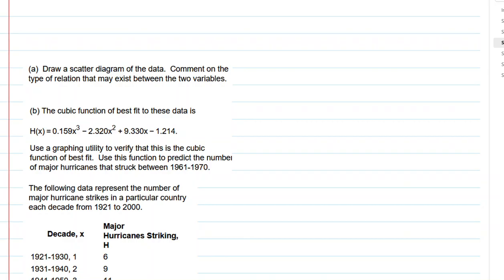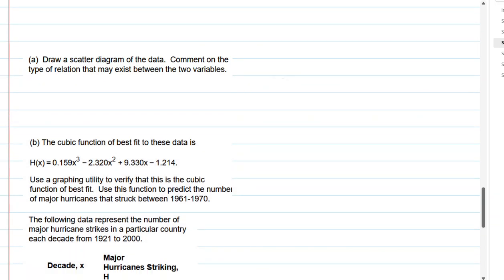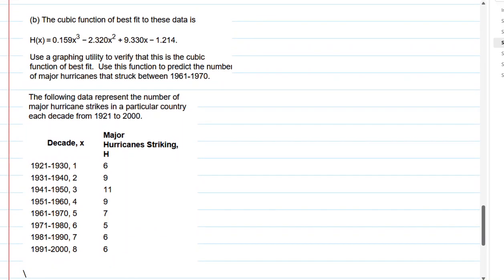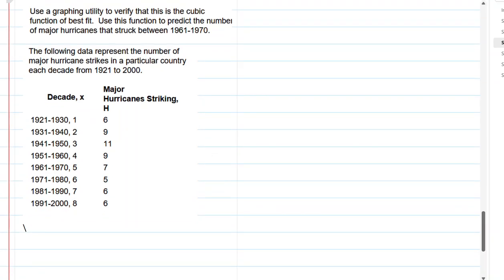Okay. We have this problem here. The cubic function of best fit to this data is this, okay? And we're talking about major hurricanes. And so this is that. It says use the graphing utility to verify that this is a cubic function of best fit. So here again, we have X.